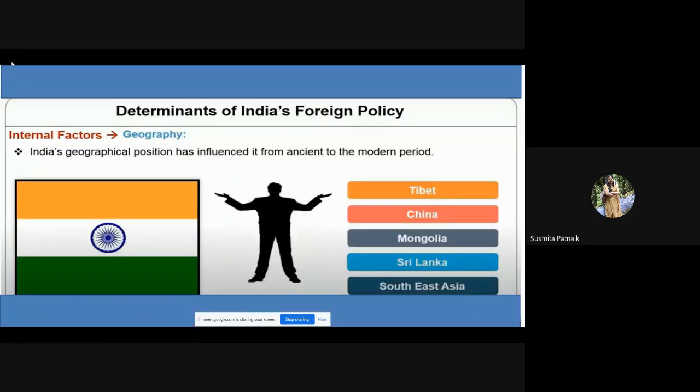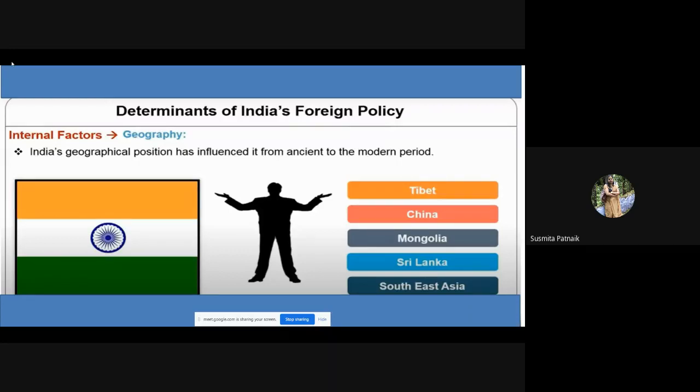Then in the next slides, we are going to discuss the determinants of India's foreign policy from the ancient to the modern one. What do we mean by the determinants of foreign policy from the ancient to the modern? In ancient times, India had to face attacks from the tribals from the northeast portion of India. But simultaneously, it expanded its relationship with other countries like Tibet, China, Mongolia, Sri Lanka, and Southeast Asia.